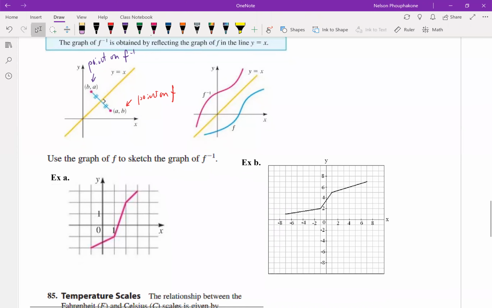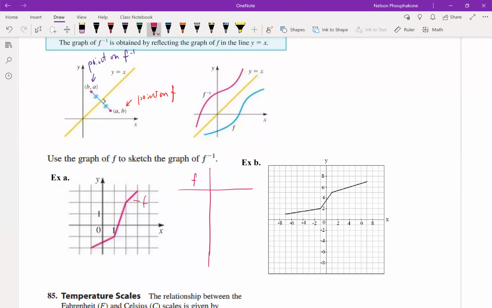Okay, so let's try the problem. I would like to graph the inverse functions. First of all, this is the f function right here. What I'm going to do is label all the points on the f function first, just the corner points.